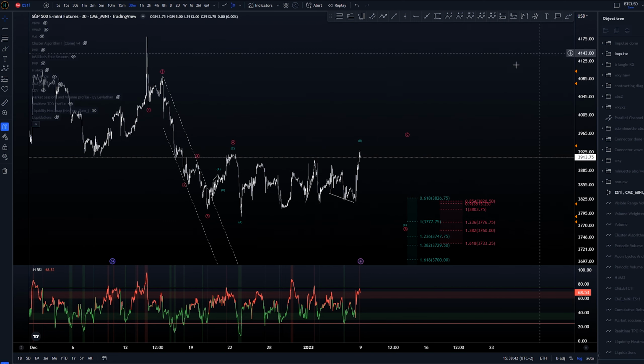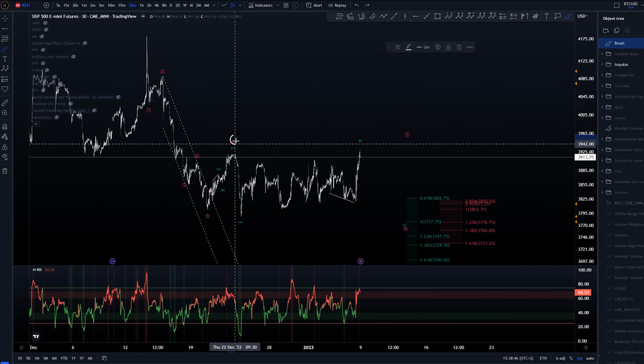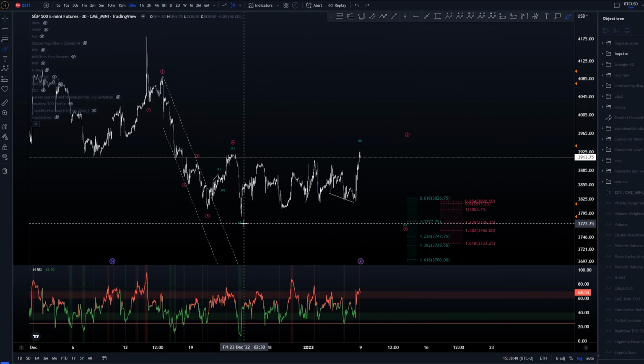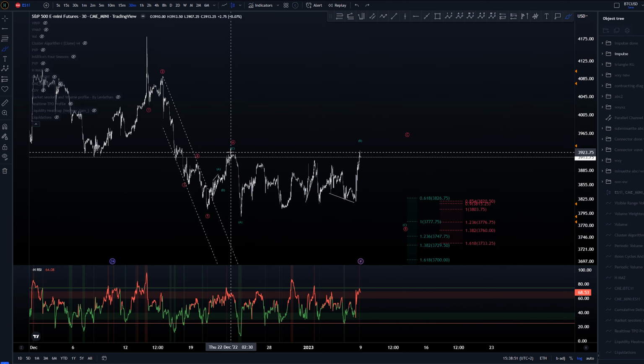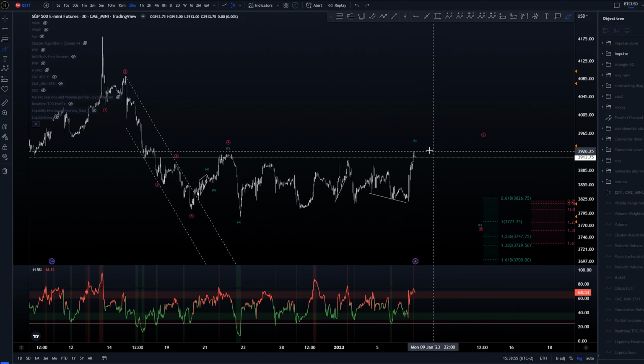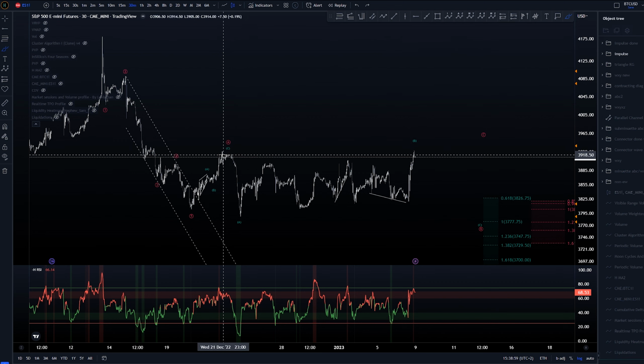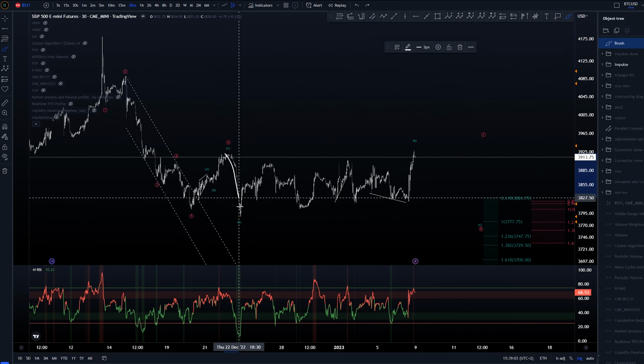Now, overall on this count, we had the idea of having this as a 3-wave structure into higher degree micro wave A, then wave A of sub-micro here. And if we are thinking of this as a 5-wave structure coming down as an impulse move, then this whole thing is invalid because we have taken out the highs here, basically the origin of this wave A. So this is no longer possible.